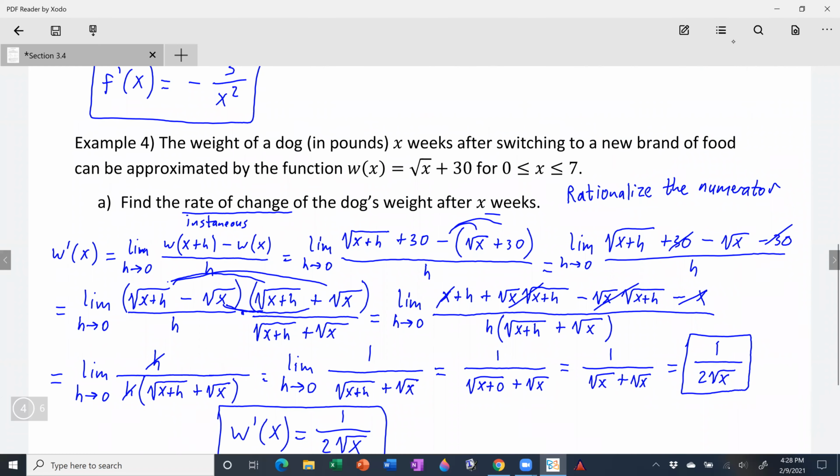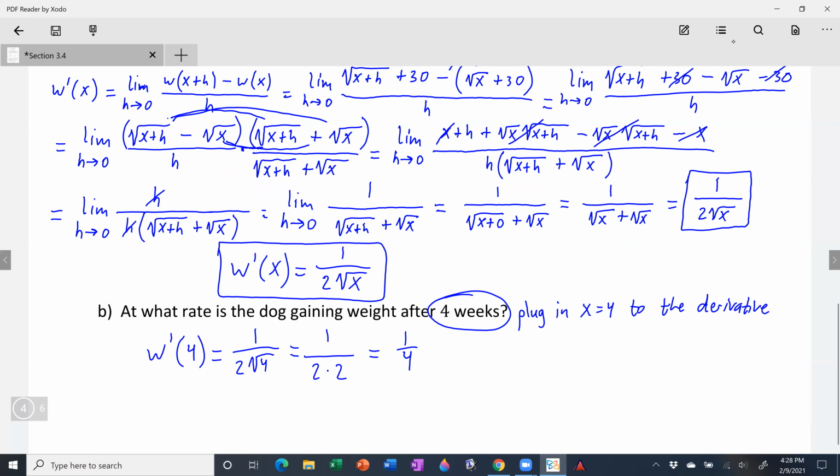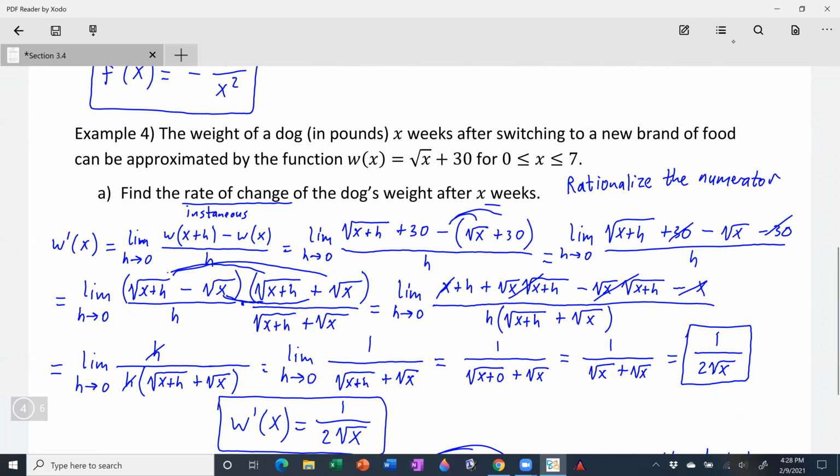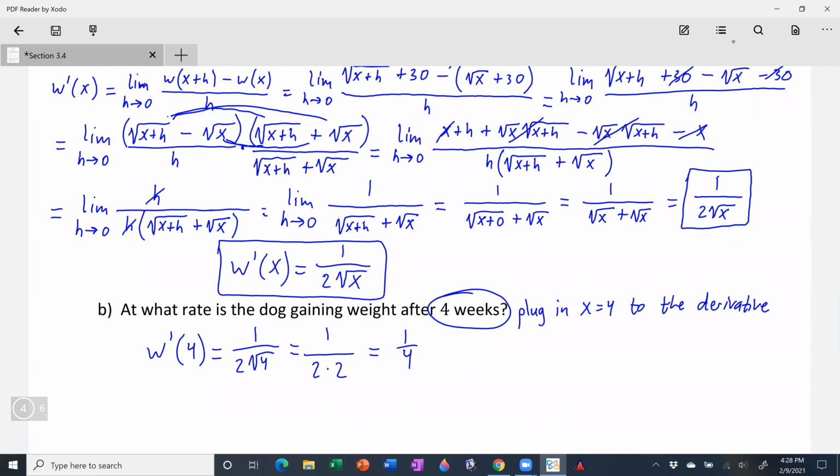This is the dog's weight. So since this is a positive number, think about this function. There's a positive increase, an increase in the dog's weight. So the dog's weight is increasing 1/4, a quarter of a pound per week. So 1/4 pound per week. This is the rate that the dog is gaining weight at week 4, increasing its weight at a quarter-pound per week.